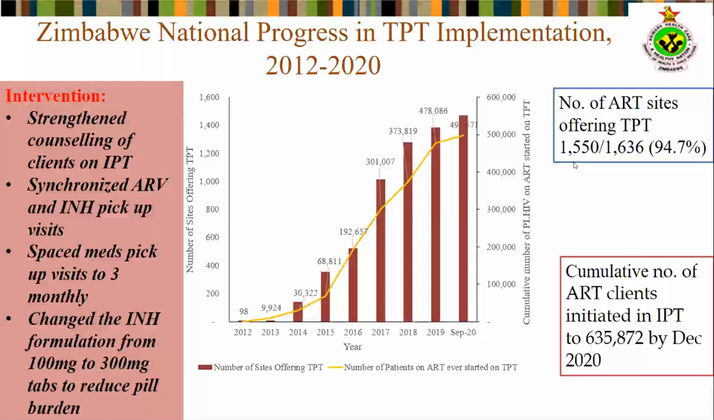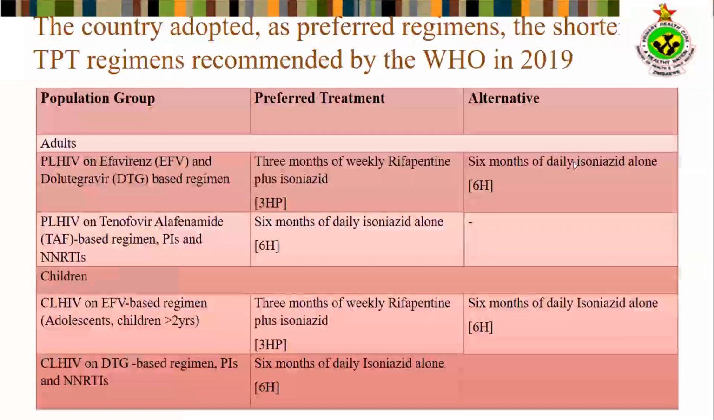So basically, we strengthened counseling of clients on IPT, synchronized INH with ARV pickup and spacing the medicine pickups to 3 months, and we also adopted 300 milligrams versus the 100 milligrams that we're using initially. So this table is showing our current guidance on TPT regimens in country.